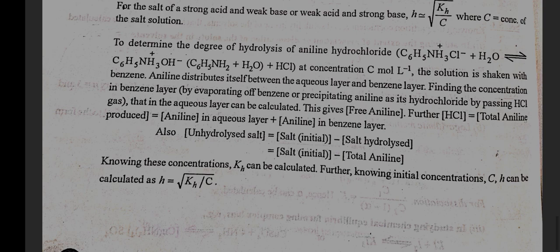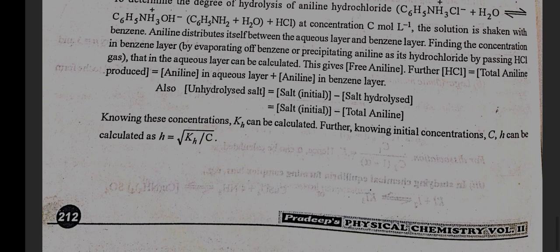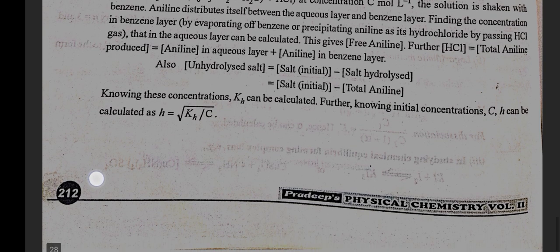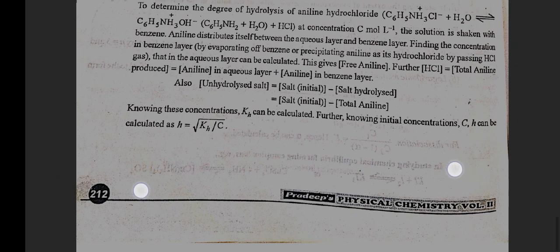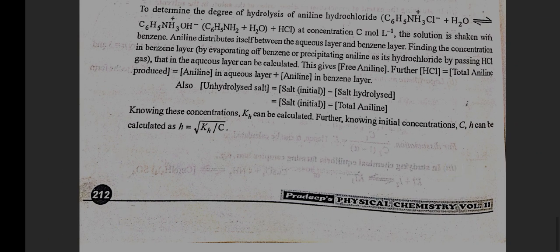To determine the degree of hydrolysis of aniline hydrochloride at concentration C moles per liter, the solution is shaken with benzene. Aniline distributes itself between the aqueous layer and benzene layer. Finding the concentration in the benzene layer, that in the aqueous layer can be calculated. This gives also unhydrolyzed salt, equal to salt initial minus salt hydrolyzed. Knowing these concentrations, Kh can be calculated. Further, knowing the initial concentration, h can be calculated as h is equal to under root of Kh by C.